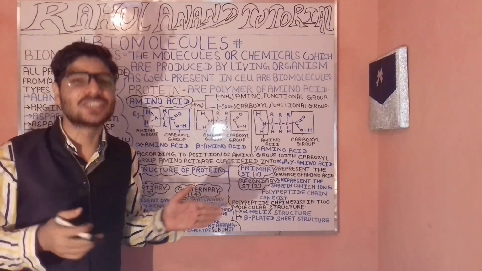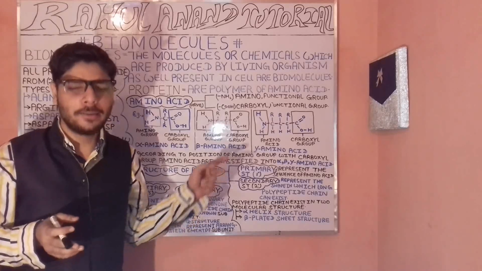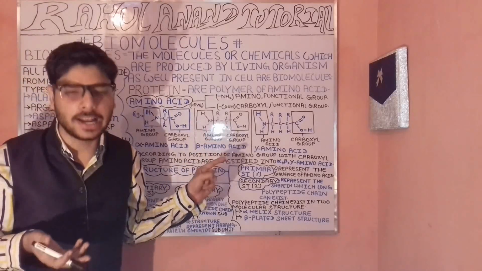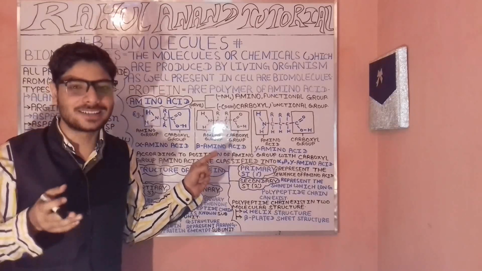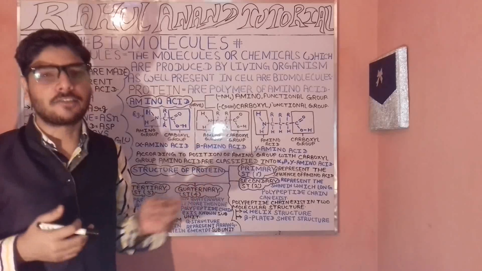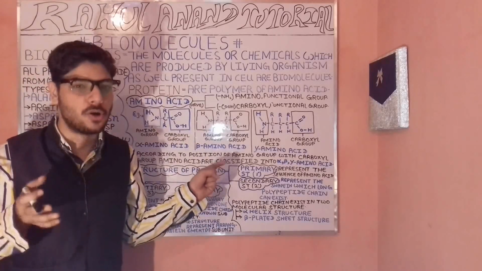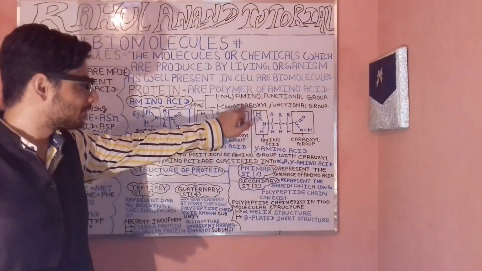Here we have two functional groups, one acidic and one basic. The first is NH2, the amine, and here the functional group is of amines. After that you have the carboxylic group, which is COOH. You can find it here on the board.